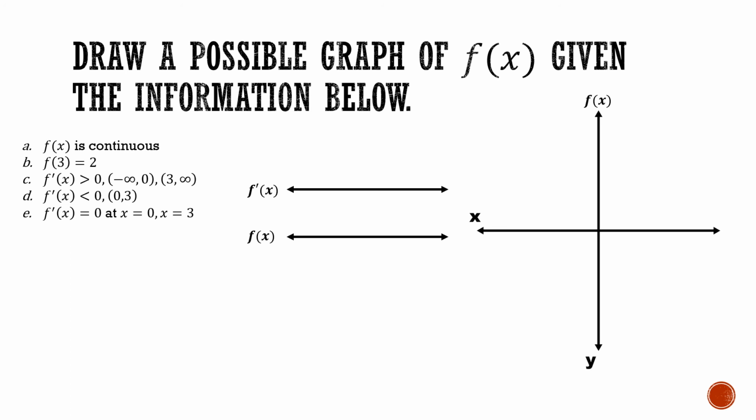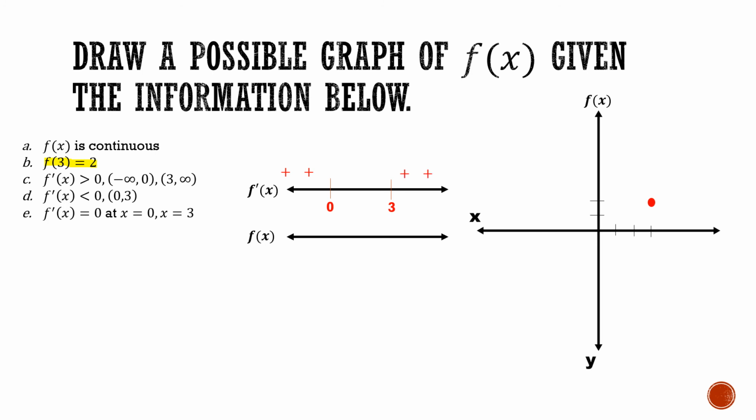The next characteristic is f of 3 equals 2. Well, that's a point. That's simply saying that (3, 2) is a point on the graph. So I'm going to go ahead and draw that out and put (3, 2) on my graph. The next characteristic is that f prime is greater than 0, so f prime is positive, from negative infinity to 0, and then 3 to infinity. So on my f prime line, I'm going to put 0 and 3, and from negative infinity to 0, I'm going to put positive, and then 3 to infinity, I'm going to put positive.